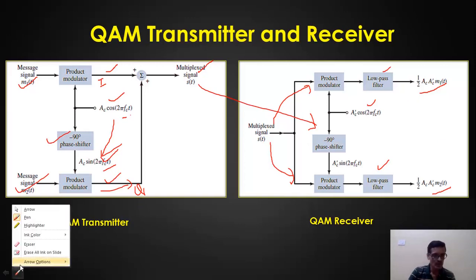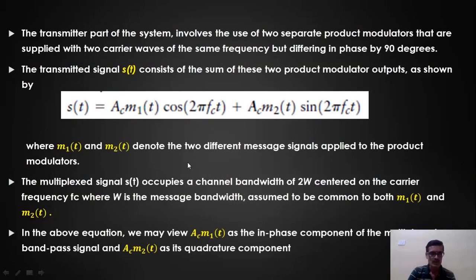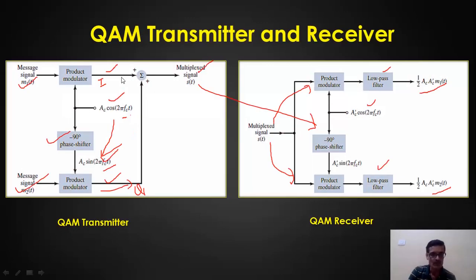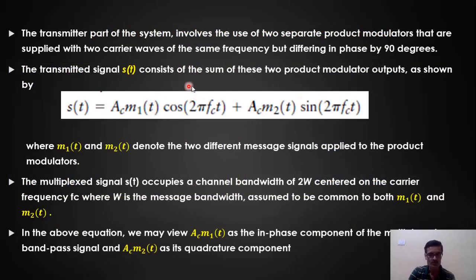Now let us see what equations we get at the output of a QAM transmitter and the QAM receiver. As you know, in the previous case, we have the sum of the two outputs of the product modulators. The output of the first is M1 of t multiplied by AC cos 2 pi fct, and the output of the second product modulator is M2 of t multiplied by AC sin 2 pi fct. So accordingly, when I add both signals, I get this equation. This is from the top product modulator, and this is from the bottom product modulator. That is, AC M1 of t cos 2 pi fct plus AC M2 of t sin 2 pi fct is your multiplexed signal S of t.